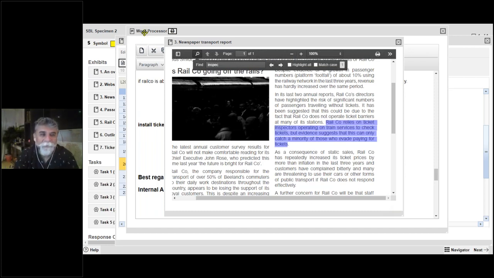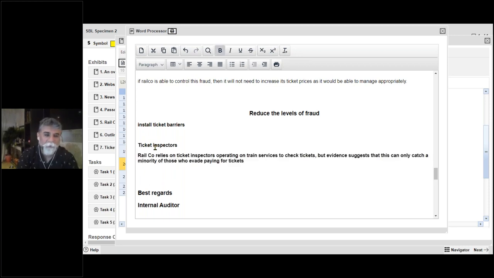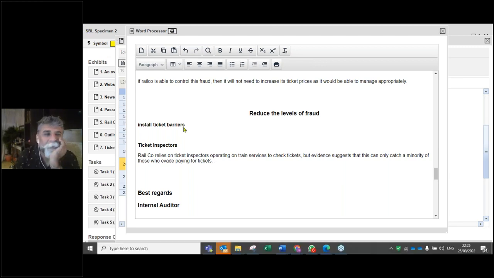So I will start with this. I will say second, Railco relies on ticket inspectors, but evidence suggests that this can only catch a minority. So now what do you suggest to them? What do you suggest here? So all of you are saying have inspectors. We already have inspectors. So now you need to change your answer according to that.